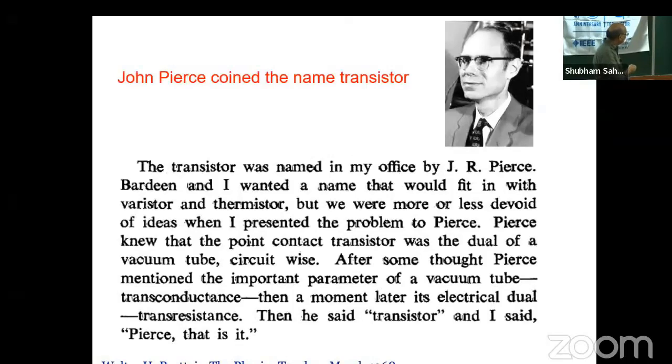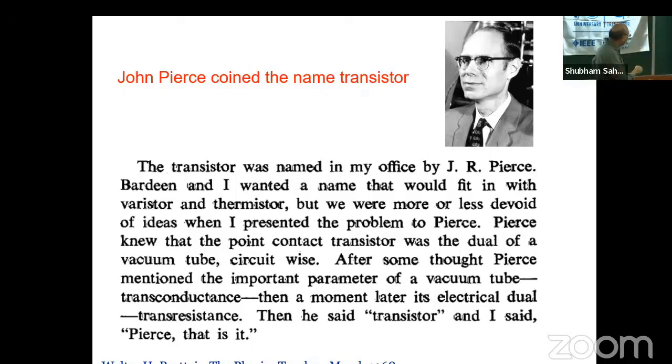The word transistor was named by Pierce. Bardeen and I, meaning Brattain, wanted a name that would fit in. These devices were already there, useful devices, varistor, thermistor, but they didn't have an idea of what to call this particular device. They didn't want to call it a solid state replacement for a triode, a big name, right?